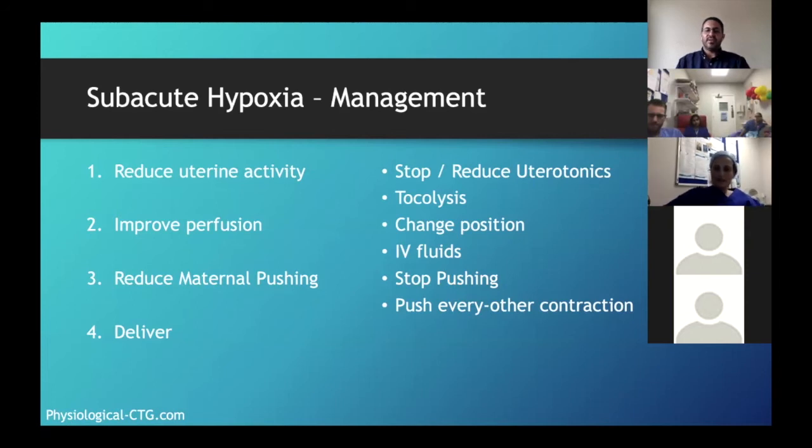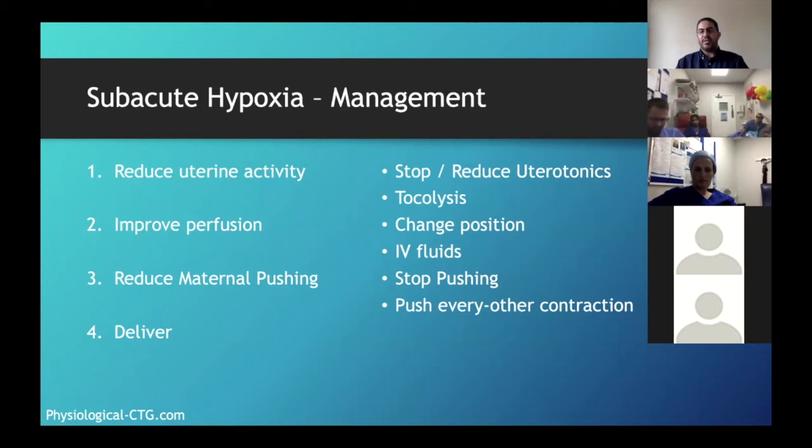So the signs of it getting worse are baby's going to spend even less time at the baseline. So that means that the contraction is getting more intense. Or the variability during the deceleration is becoming abnormal. So you notice that the variability during the deceleration is becoming completely flat or becoming super exaggerated. Both of those are signs that the subacute hypoxia is actually getting worse.